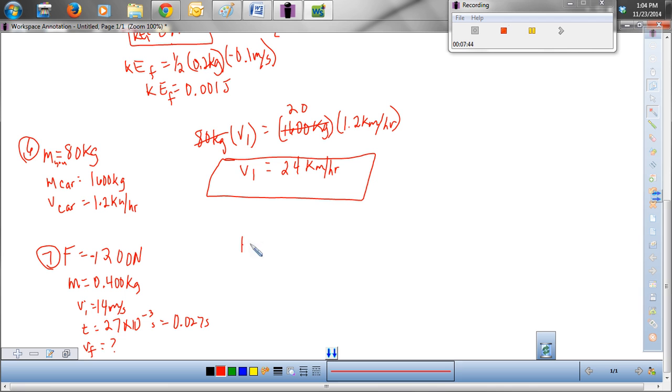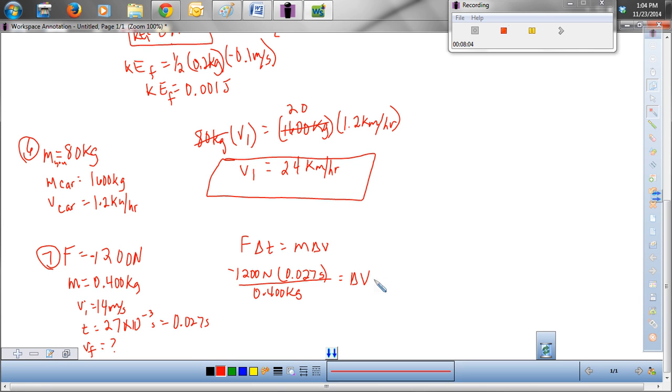So F delta T equals M delta V. So negative 1,200 times 0.027 seconds divided by the mass of 0.4 kilograms is equal to delta V. So I'm going to solve for delta V first, and then I'll go back and find VF.